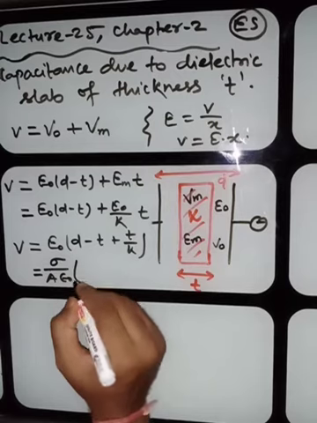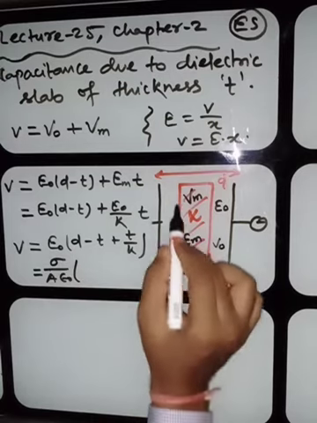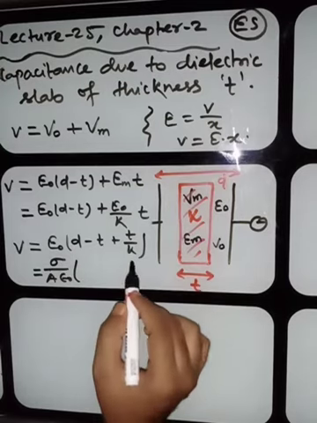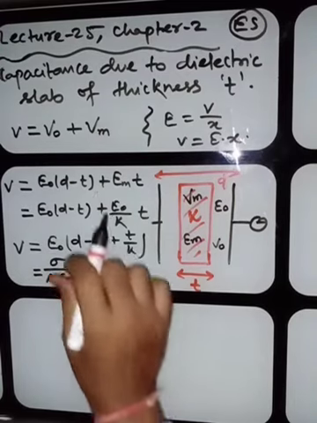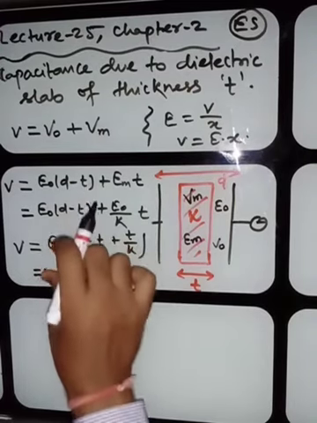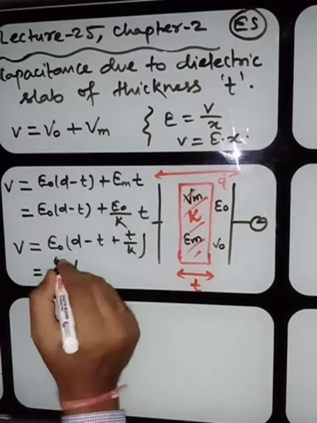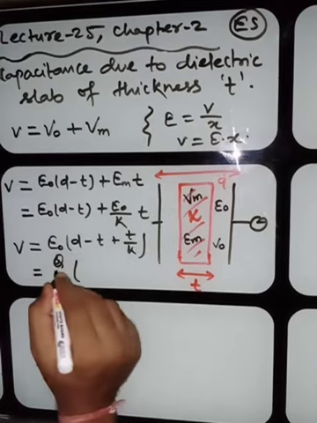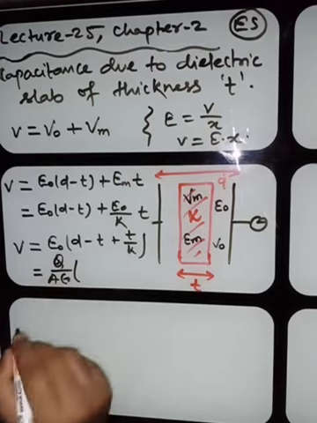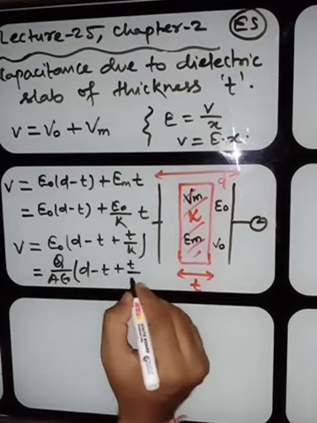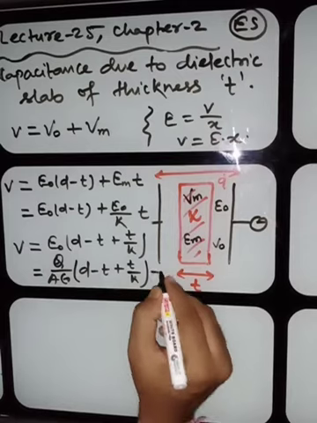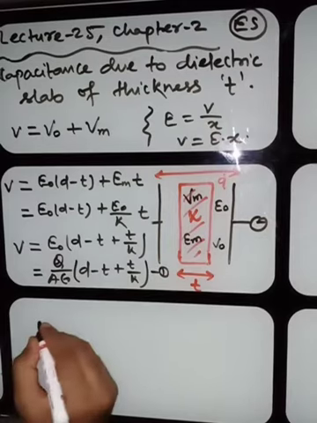This is the electric field between the space of the capacitor. So between the space of the capacitor, the electric field, we know, is Q by A epsilon naught. You can also write here Q by A epsilon naught times (D minus T plus T by K). Now this is equation 1.